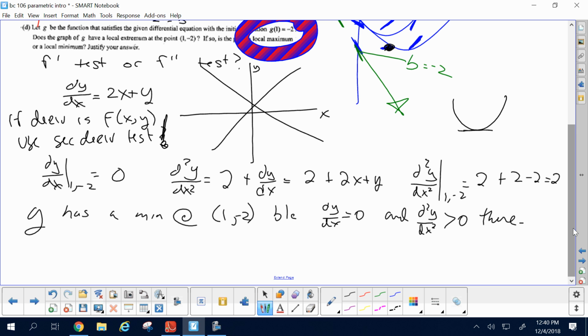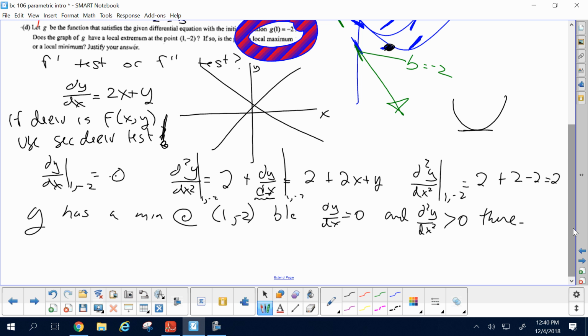Could you just plug in 0 for dy/dx first? Plug in 0 for dy/dx, like right after you have the second derivative, where it's just 2 plus dy/dx, that's 0. Oh, yeah, good point. Absolutely. I didn't even think about that. You're right. Your goal is to find not the actual second derivative, but find it at (1, -2). And at (1, -2), you know that is, so yeah, I guess that makes sense.